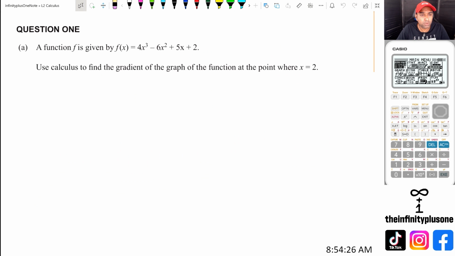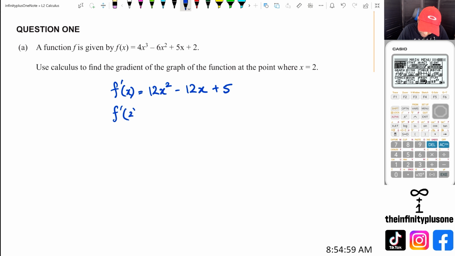Alright folks, so for question 1a, what we've got is we've been given a function and we've been asked to find the gradient of this graph where x is equal to 2. So the first step we're going to do is differentiate the function. So when we differentiate the function, 4x cubed is going to become 12x squared, minus 6x squared will become 12x, and of course 5x will differentiate to 5. Once this is done, we are going to find the gradient at 2.